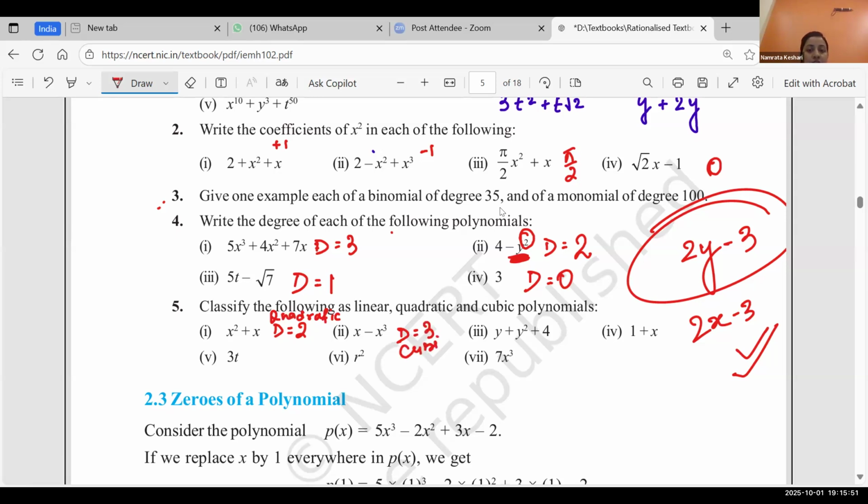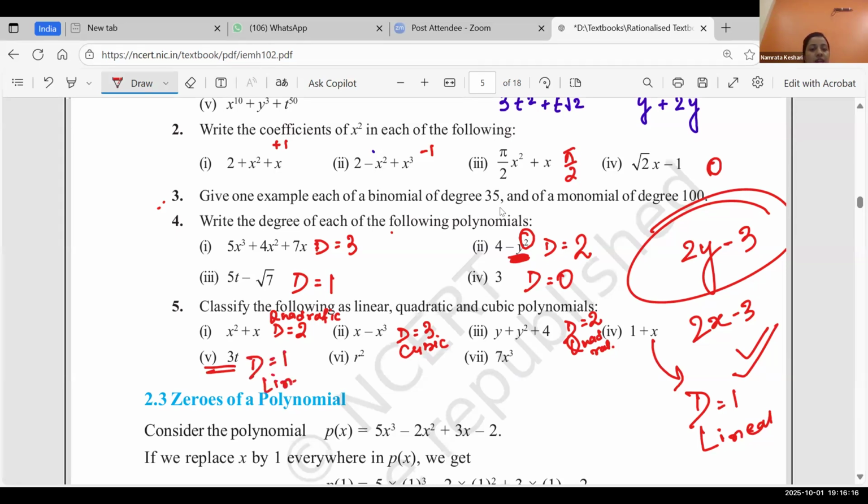Next one, the degree is 2, and again the name is quadratic. Next one, the degree is 1, and the name is linear. Next one, the degree is 1, and the name is linear.